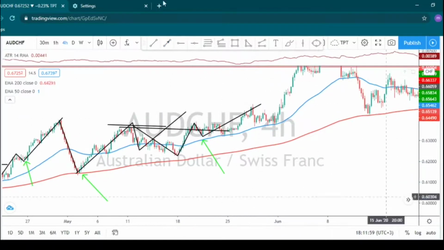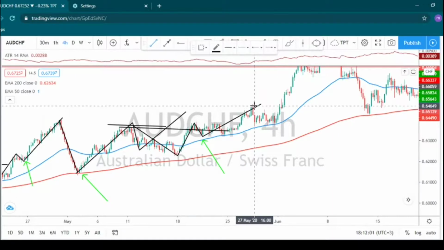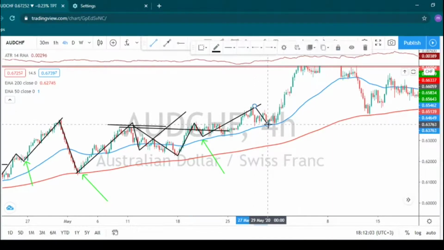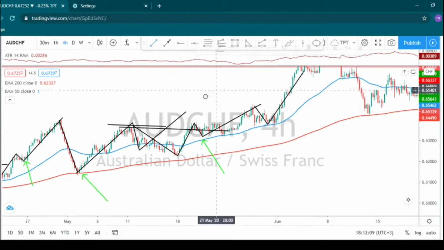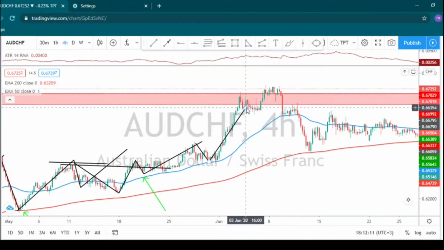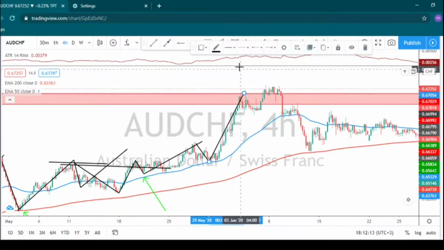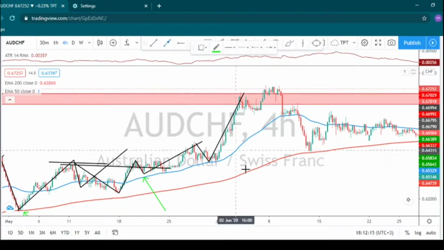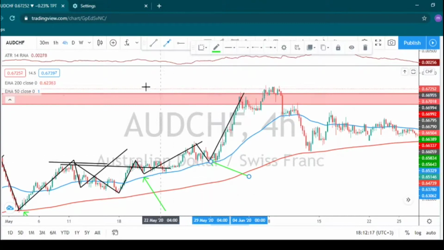Now I'm waiting for a pullback here and expect the market to go to the upside and expect a win. Absolutely, this strategy is so profitable, as you can see.